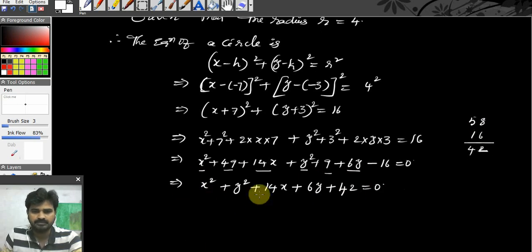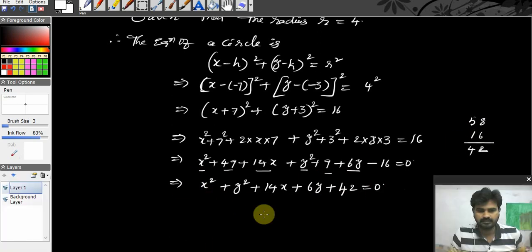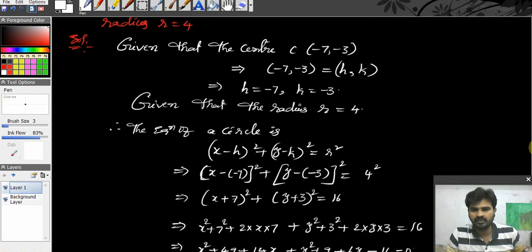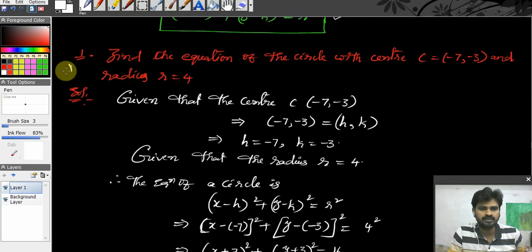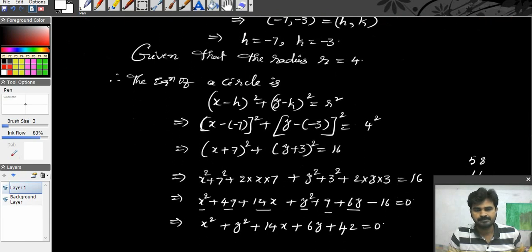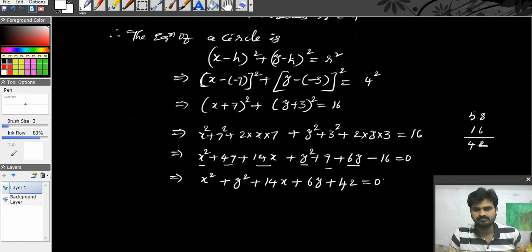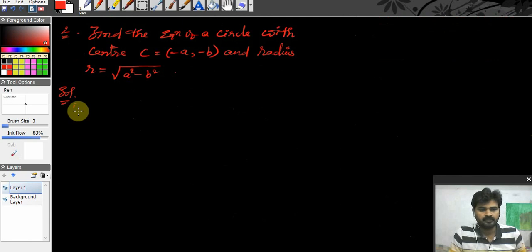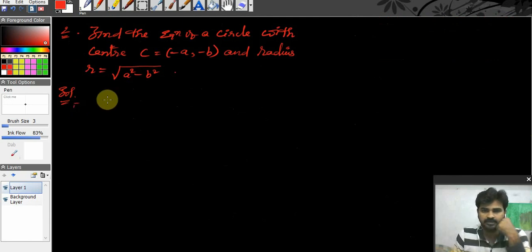Okay, this is a very important problem for a 2 marks question. Have a look at this problem once again. Okay, now we will go for one more problem.